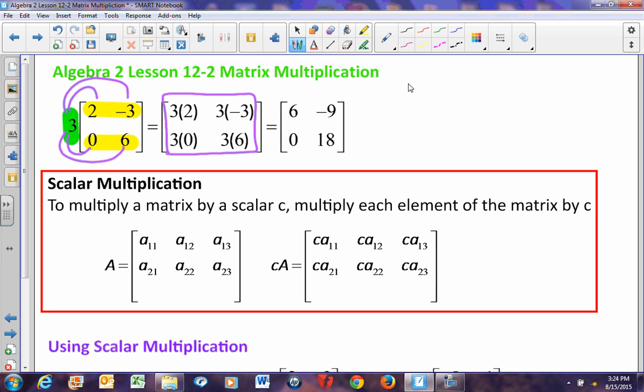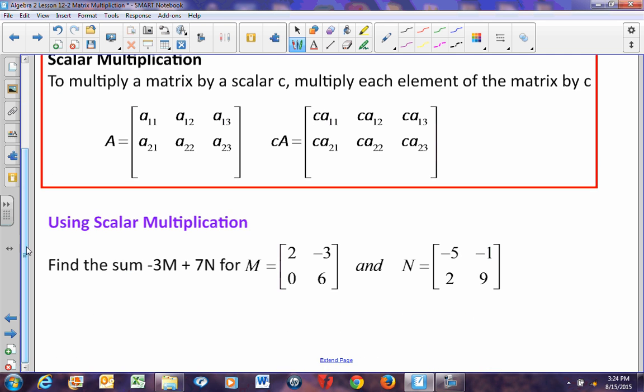So to multiply a matrix by a scalar, multiply each element of the matrix by that scalar. For example, matrix A, A11, A12, A13, A21, A22, A23, multiplied by C is CA11, CA12, CA13, CA21, CA22, CA23. So not a complex computation.